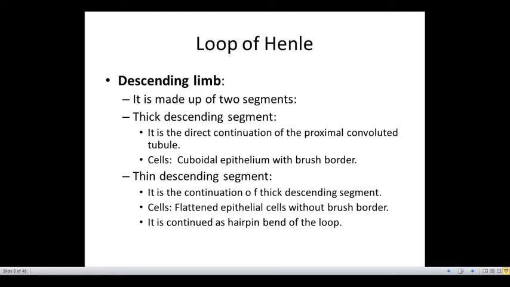The thin descending segment is the continuation of the thick descending segment. Its cells are flattened epithelial cells without brush border. I repeat, without brush border. And this segment is continued as the hairpin bend of the loop. That is the U shape of the loop.